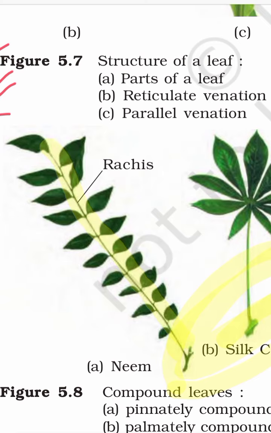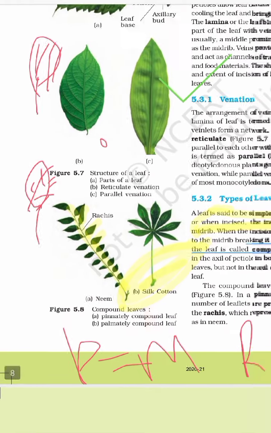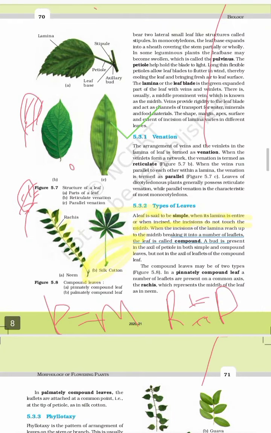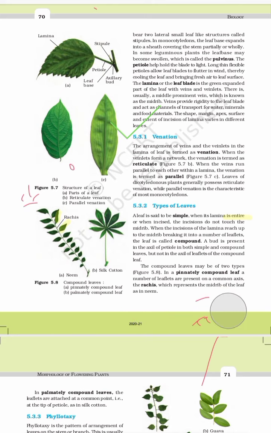It gets divided again and makes new plants, new leaves, right? So that is a compound leaf. After that, a bud is present, right? When a bud is present in the axil of the petiole but not in the axil of the leaflet of the compound leaf. Now compound leaves are of two types.